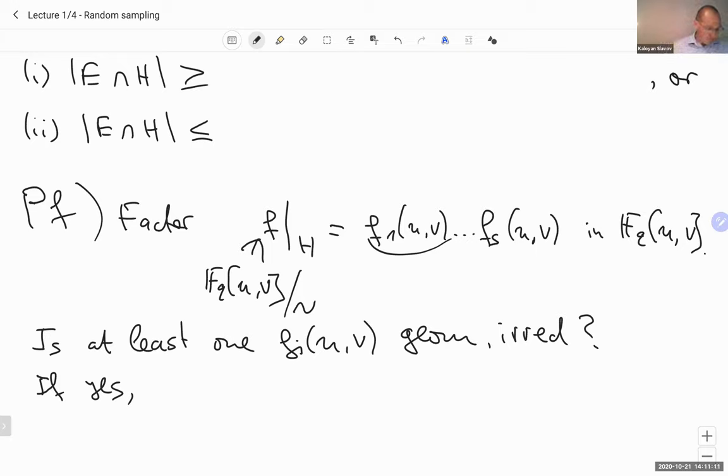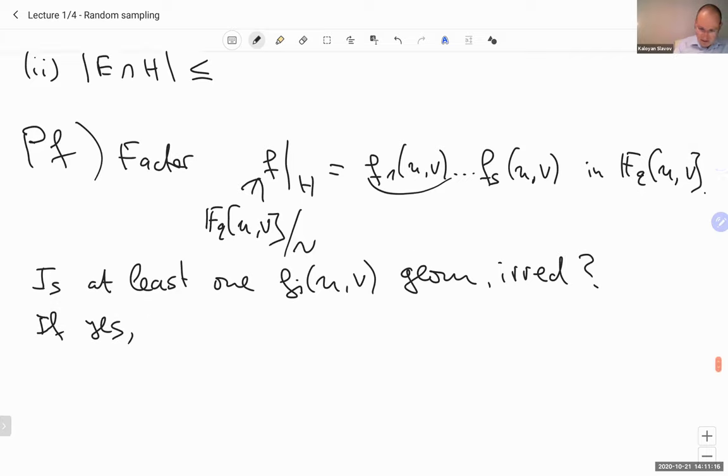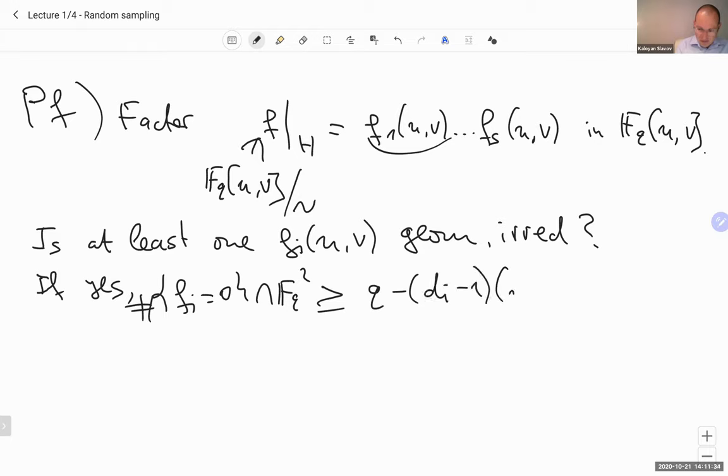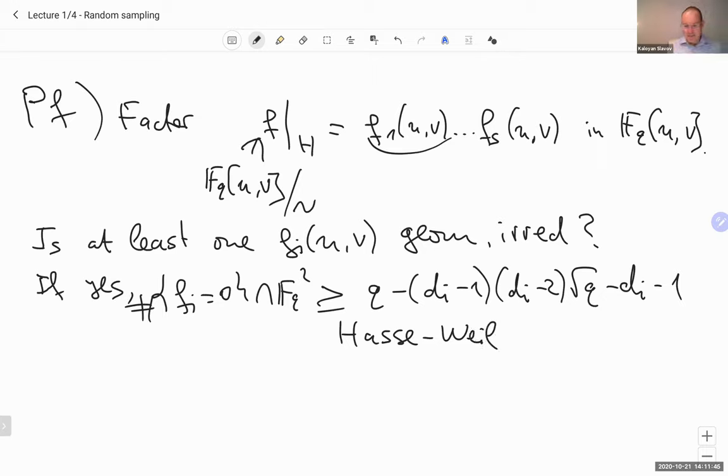Then let's say Fi equals zero, intersection with FQ square. So the number of FQ points, the number of these points, is greater than or equal to Q minus the degree minus one, the degree minus two, square root of Q minus DI minus one, by Hasse-Weil. By Hasse-Weil, applied for Fi of UV.